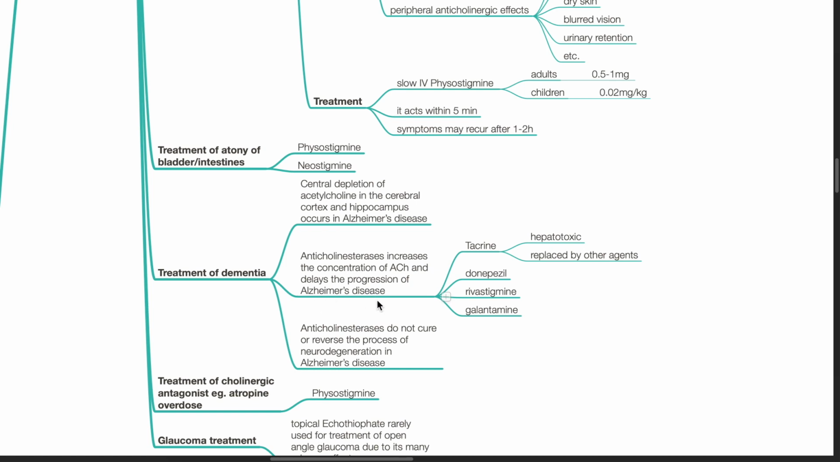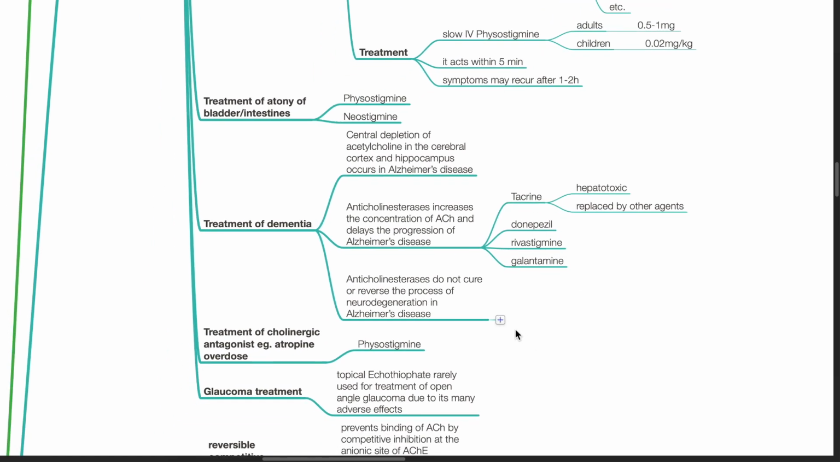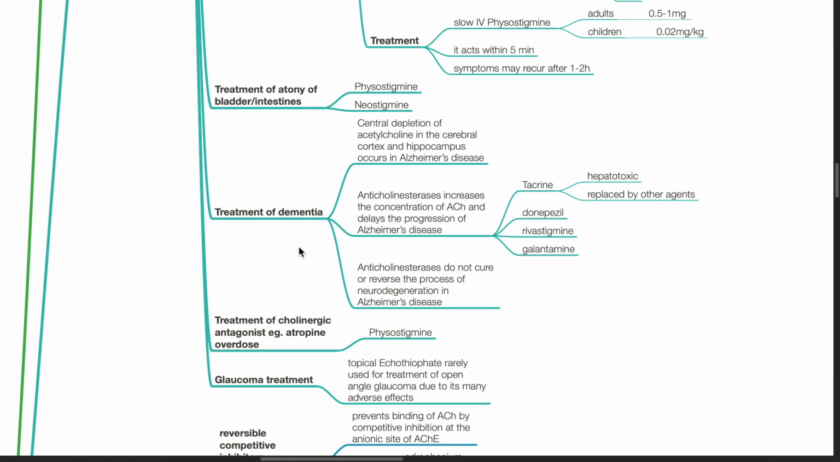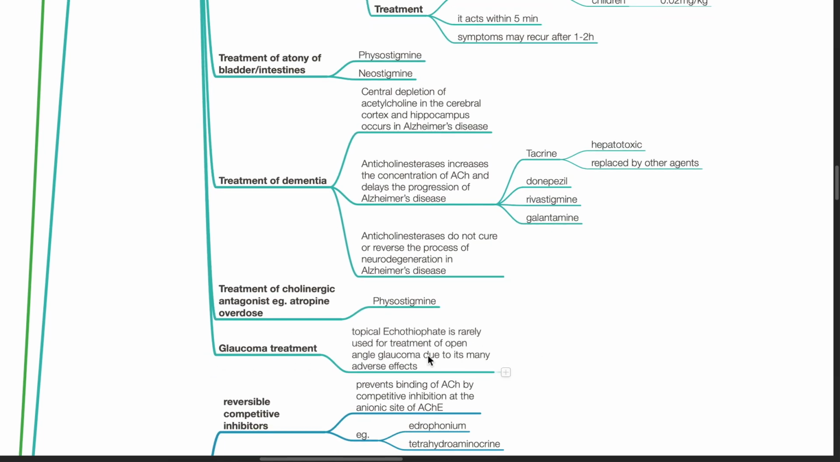Examples of drugs used to treat dementia include tacrine, donepezil, rivastigmine, and galantamine. Tacrine is hepatotoxic and has been replaced by other agents. Anticholinesterases, however, do not cure or reverse the process of neurodegeneration in Alzheimer's disease. Anticholinesterases are also used to treat cholinergic antagonist overdose, such as atropine, and in glaucoma treatment. Topical echothiophate is rarely used for treatment of open-angle glaucoma due to its many adverse effects.